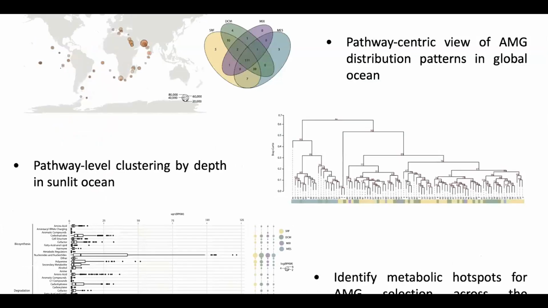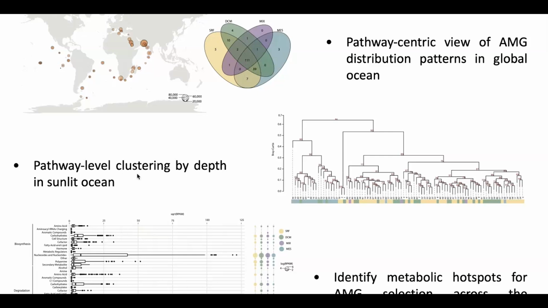Finally, we applied this to viruses. This is not published. There's other work that Matt's group has been doing on this that supersedes what I'm showing you here. But we were just curious. This is old Tara Oceans data. And we wanted to ask, if we took a pathway-centric view of AMG distribution patterns in the global ocean using our Pathway Tools approach in MetaPathways, what would we find? And there was a core set of pathways, 111 actually, that were found pretty well throughout the virome.